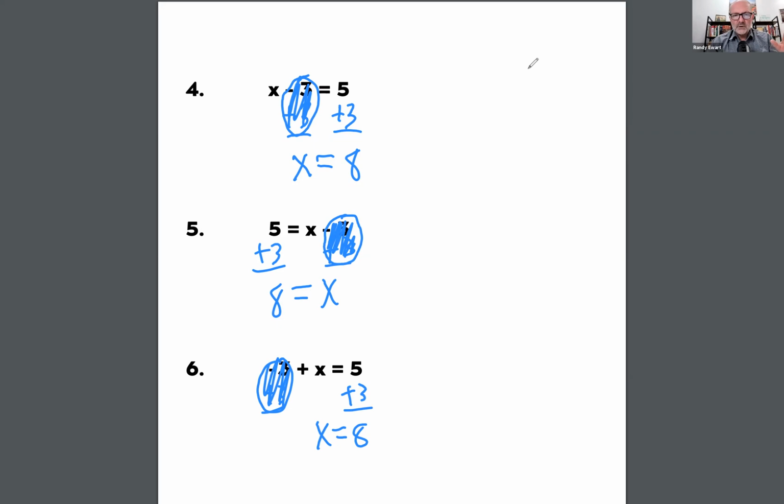It's the same steps. You figure out which number to get rid of. You get rid of it by doing an inverse operation. You do the same thing to both sides. Done. Remember, these steps are important for the really harder problems that you'll see. So let's wrap up this lesson.